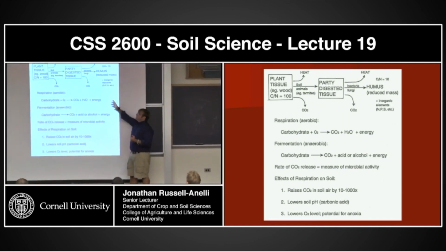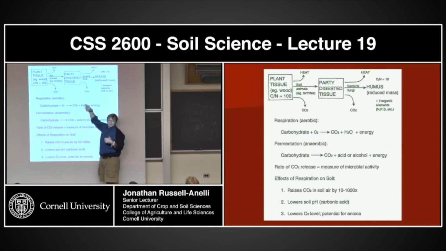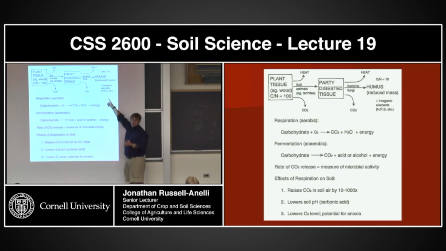This partially decomposed material is then going to be taken on by other organisms, bacteria or fungi, who are also going to produce heat and CO2 as well as biomass and energy, and they're going to produce a secondary byproduct, in this case a humic, basically a reduced material. We started with a C:N ratio of 100, and now we've got a C:N ratio of 10. So in the decomposition process, they're not just producing heat and releasing CO2 and biomass, but they're also changing the nature of the molecule that you started with.